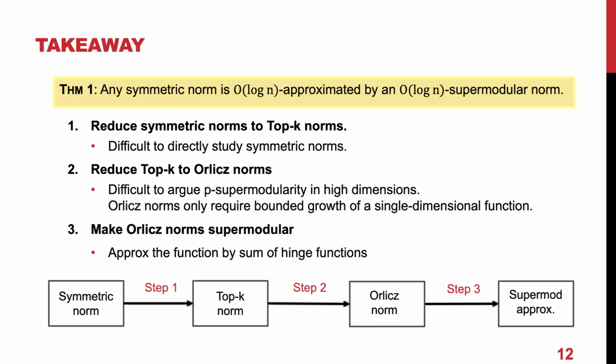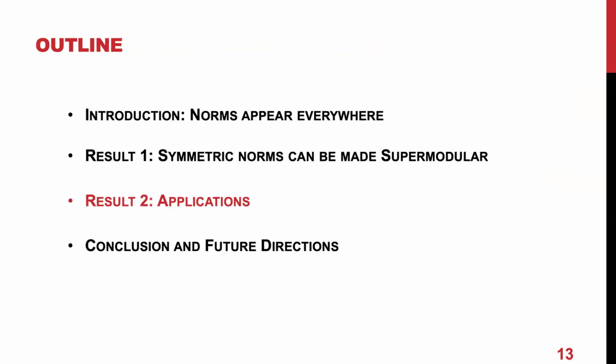Okay, so the main takeaway from this part is that any symmetric norm can be approximated within a good factor by a supermodular norm, and we perform this in 3 steps. Step 1 is pretty standard, reducing symmetric norms to Top-k. The second is Top-k to RLH, which has the advantage that rather than working with a high-dimensional object, you just have to work with a single-dimensional function g. And then in the third step, we make these RLH norms supermodular by decomposing them as a sum of hinge functions. And now let me quickly talk about some of our applications.